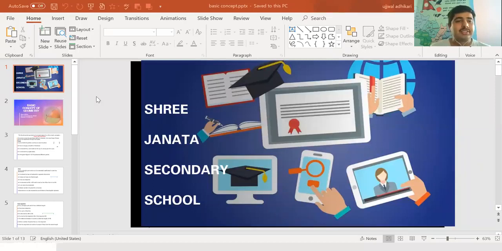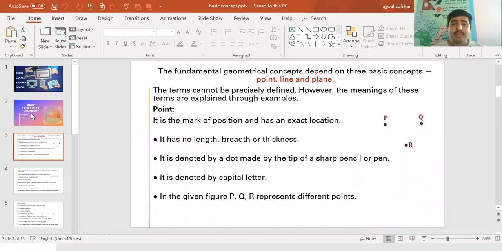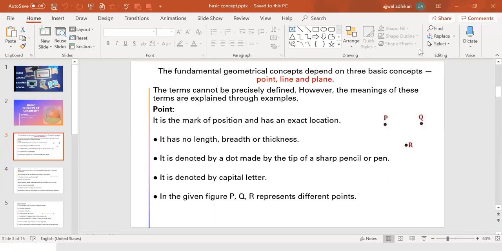This is the online class, especially organized by the Janta Higher Secondary School. And today we are going to enter the basic concept of geometry. The fundamental geometrical concept mainly depends on three basic concepts: point, line, and plane. These terms may not be precisely defined, but we can make the concept clear through examples.